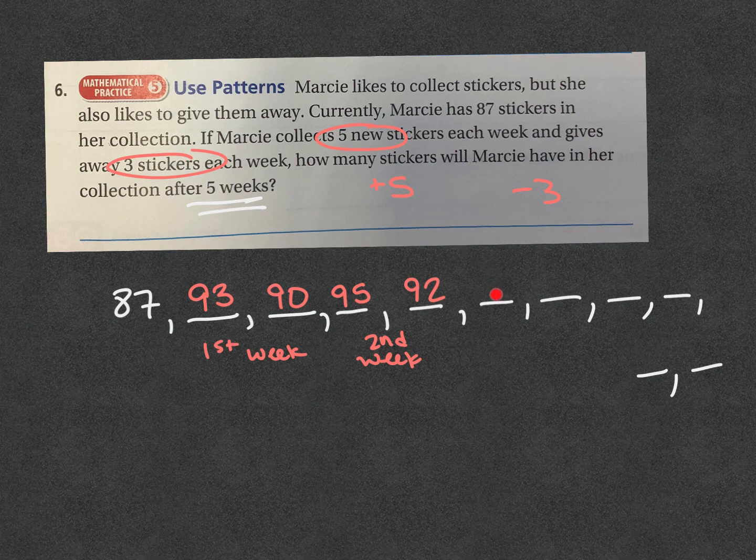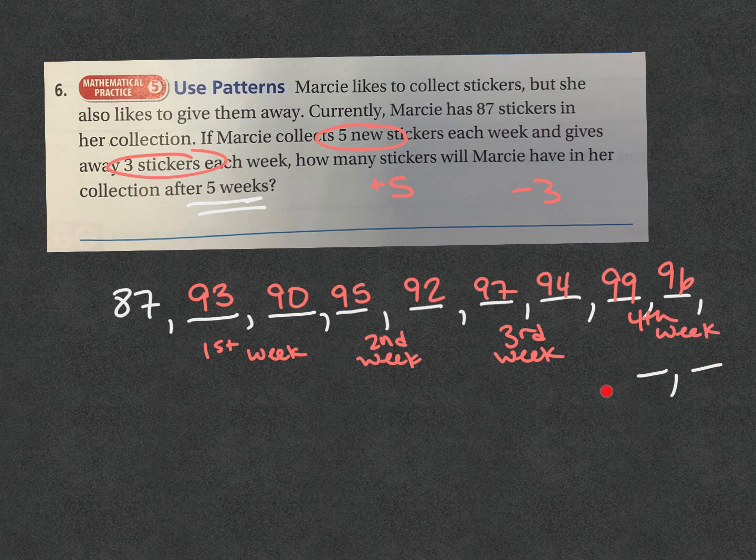And then we will add 5 again and take away 3. So add 5. 92 plus 5 is 97. And then take away 3. 97 is 96, 95, 94 for the third week. 94, add 5, 95, 96, 97, 98, 99. And take away 3, 99 minus 3 is 98, 97, 96 for the fourth week.